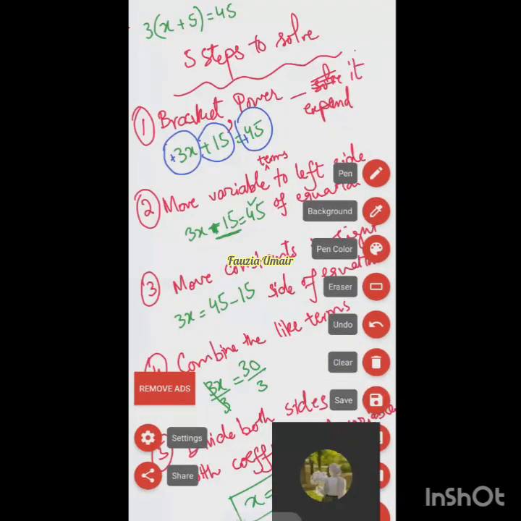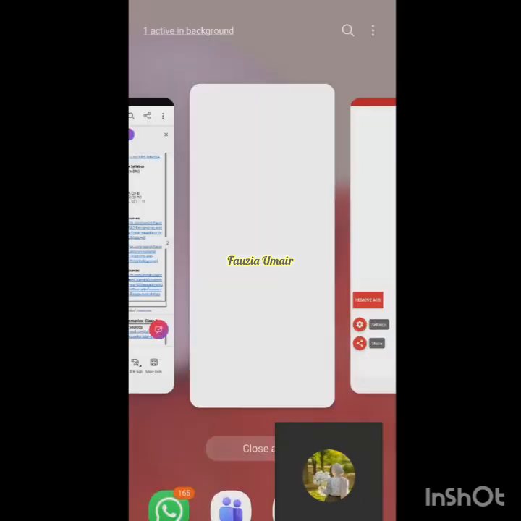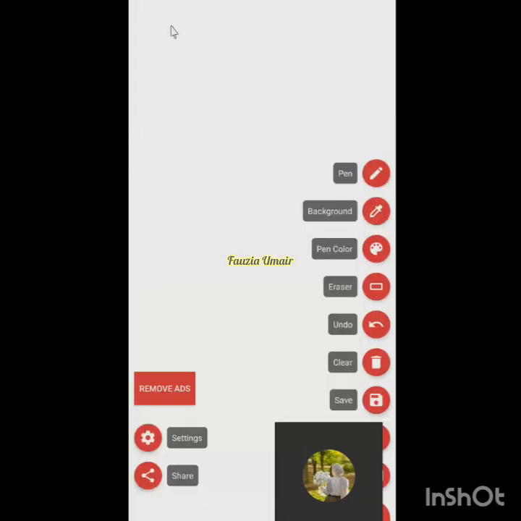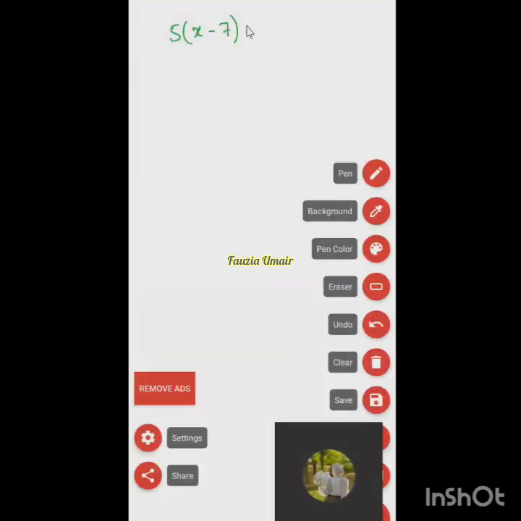Let's solve a few questions. Let's start with the second question: 5 into x minus 7 is equal to minus 15. Can you see the screen, Amrish? Yes. So now, keeping in mind the 5 steps we learned yesterday, how to start?